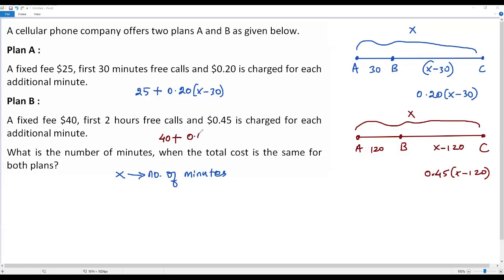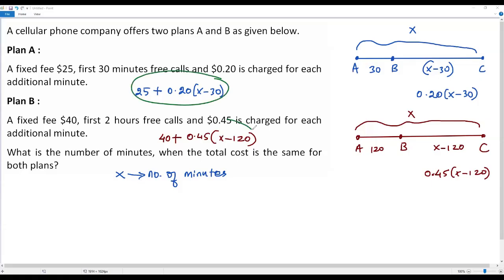Let me write it over here: 0.45 times x minus 120. So this gives the total cost for plan B. Okay, so now according to the question, the total cost for both the plans must be the same. That is, the value we get for this one and the value we get for this one must be equal, and we have to equate them and solve for x. x represents the number of minutes for which the total cost is the same.